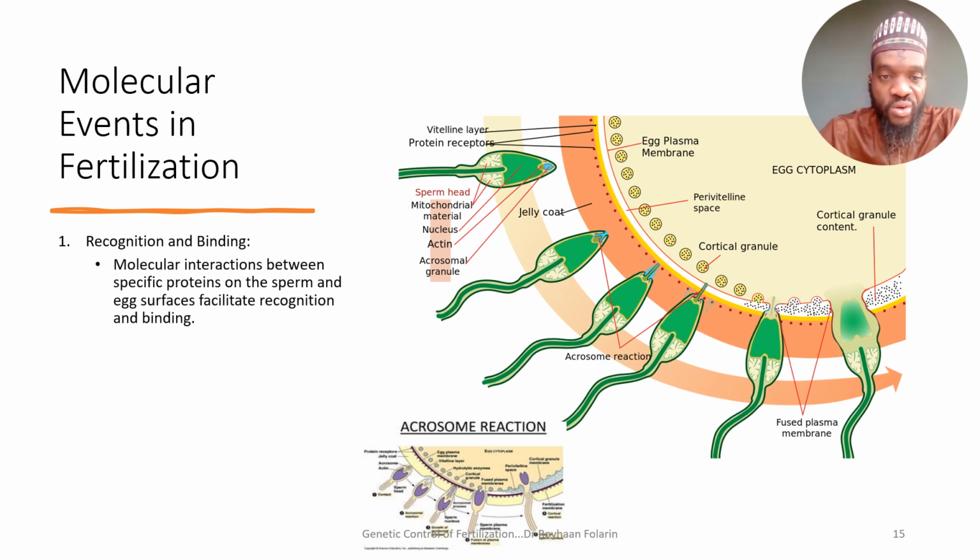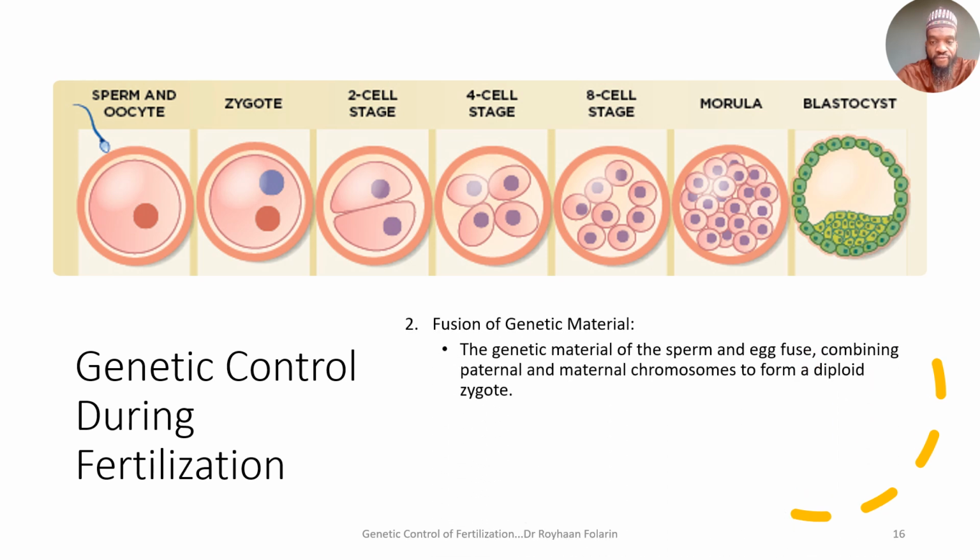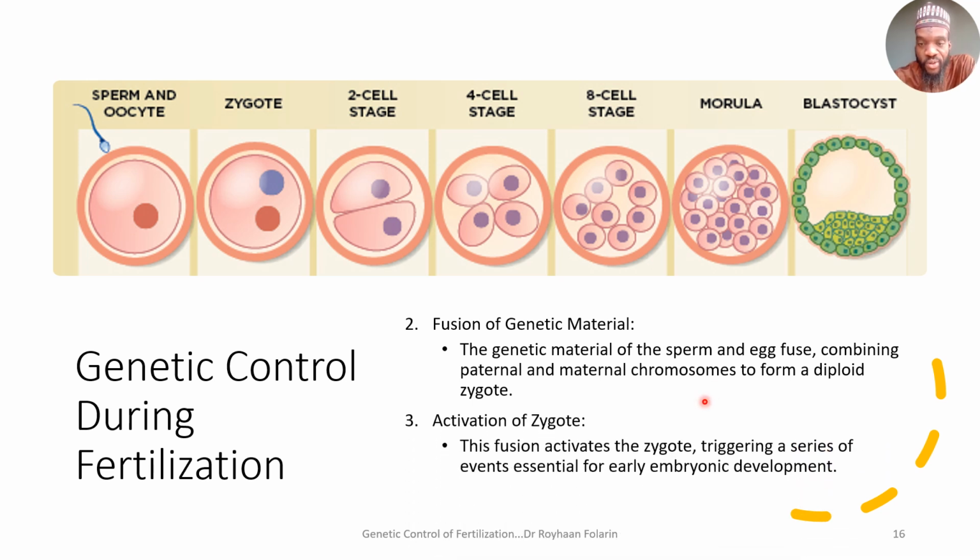So, to summarize, there are a lot of molecular events happening in fertilization. We have seen recognition and binding, where you have specific molecular interactions between specific proteins on the sperm and egg surfaces. You have the acrosomal reaction, which involves the release of enzymes from the acrosome to allow the sperm to penetrate the zona pellucida and reach into the egg. And then you have fusion, so pardon me, this should be 3. You have fusion of the genetic materials of the sperm and the egg to combine the paternal and maternal chromosomes to form a diploid zygote.